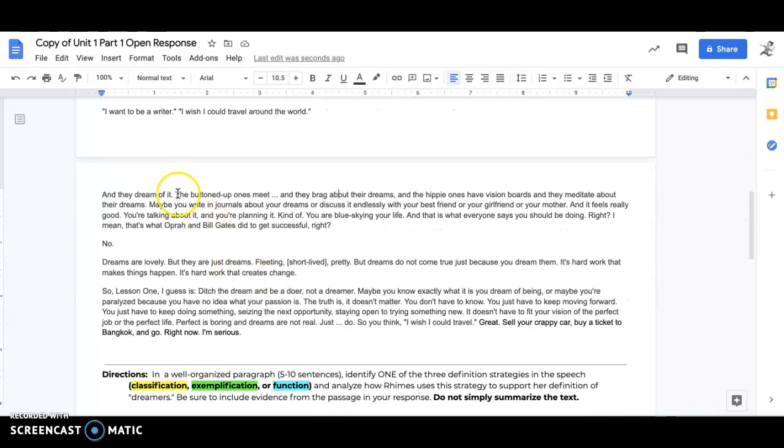The buttoned-up ones meet and they brag about their dreams. And the hippie ones have vision boards and they meditate about their dreams. Maybe you write in journals about your dreams or discuss it endlessly with your best friend or your girlfriend or your mother. And it feels really good. You're talking about it and you're planning it. Kind of. You are blue skying your life. And that is what everyone says you should be doing, right? I mean, that's what Oprah and Bill Gates did to get successful, right? No. Dreams are lovely, but they are just dreams.